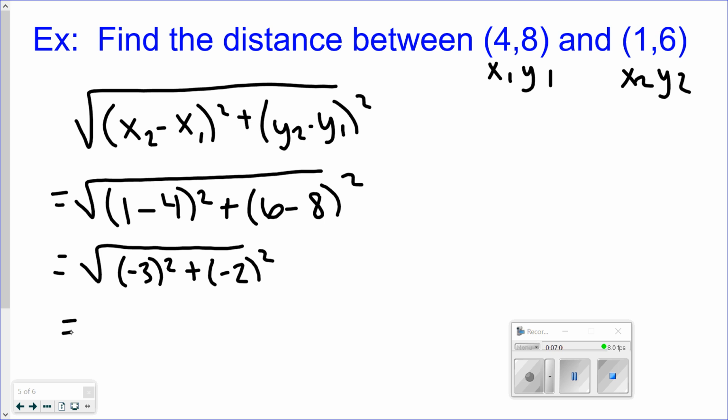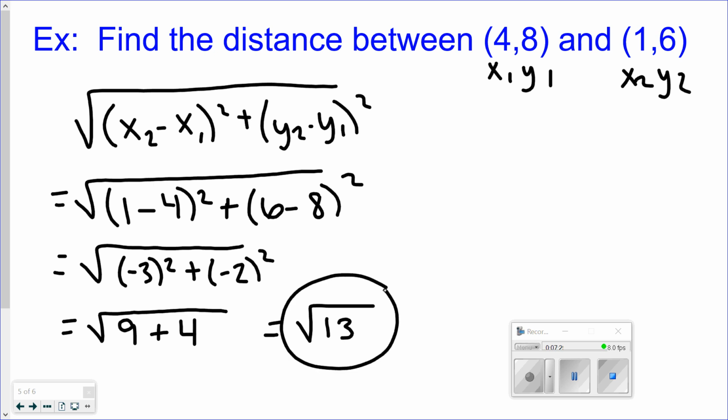All right, so now let's simplify the parentheses with the exponent, but we're keeping the radical. So negative 3 squared is a positive 9. Remember, negative times a negative is a positive. Don't let your calculator lie to you. Negative 2 squared is a positive 4. 9 plus 4 is 13. And if you plug the square root of 13 into your calculator, it is not a pretty number. So I'm just going to keep it as the square root of 13.